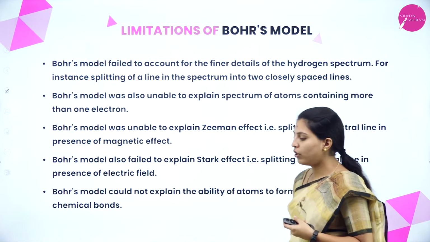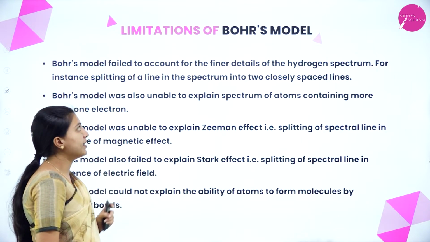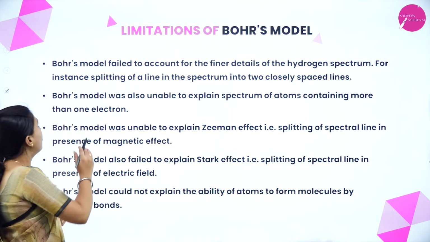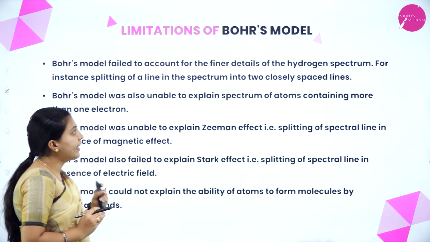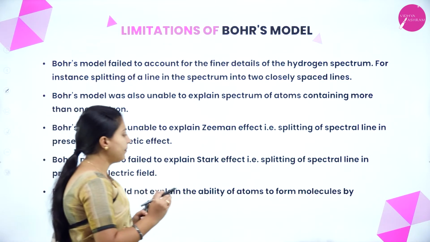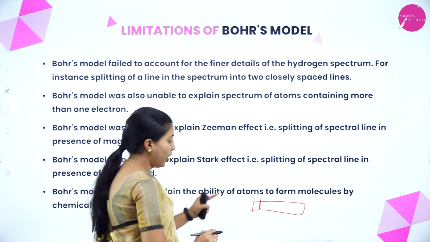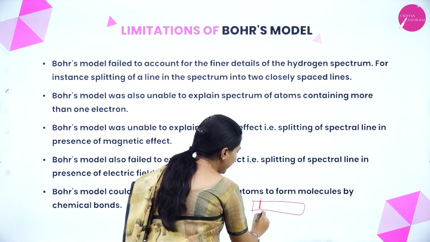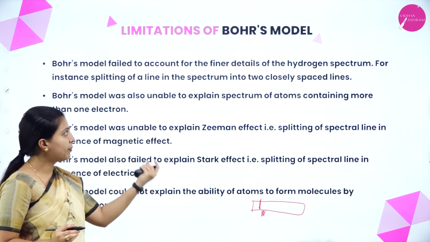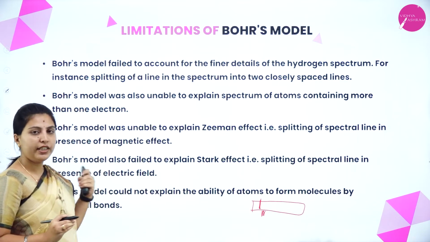Next, limitations of Bohr's model. After all these things, some limitations are present in Bohr's model. What are those limitations? We'll see now. Bohr's model failed to account for the finer details of the hydrogen spectrum. In the spectrum we see these lines, and within these lines small finer lines are present. He could not explain the details of those finer lines. So the first limitation is that he failed in that.